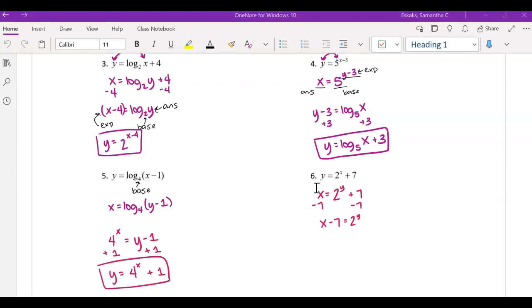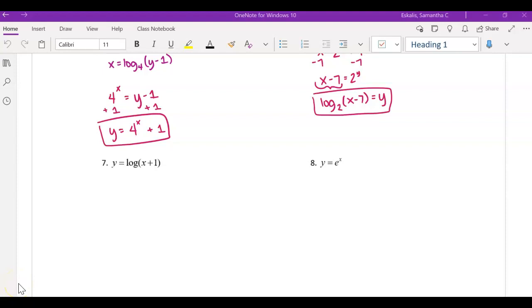Now that our exponential is by itself on one side, we can convert it to logarithmic form. So we'll have log base 2 of this x minus 7. This is staying together as the answer, so it needs to stay in parentheses once we convert it to log form. And that equals our exponent, which was y. So the inverse of y equals 2 to the power of y plus 7 is log base 2 of (x minus 7) equals y.